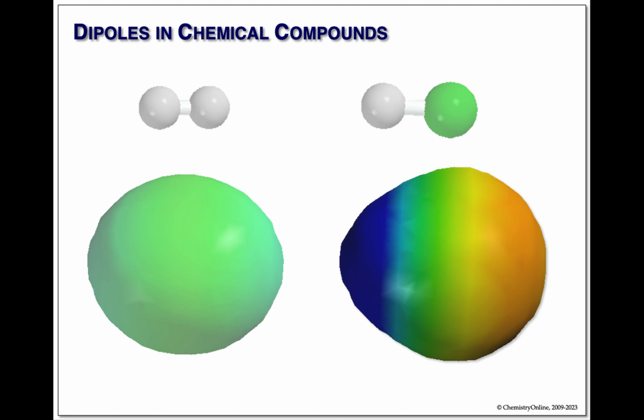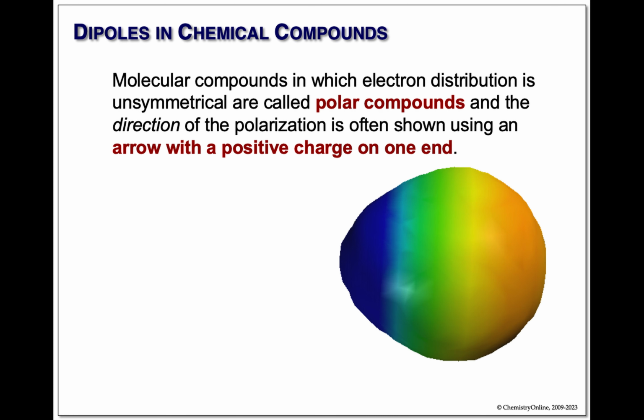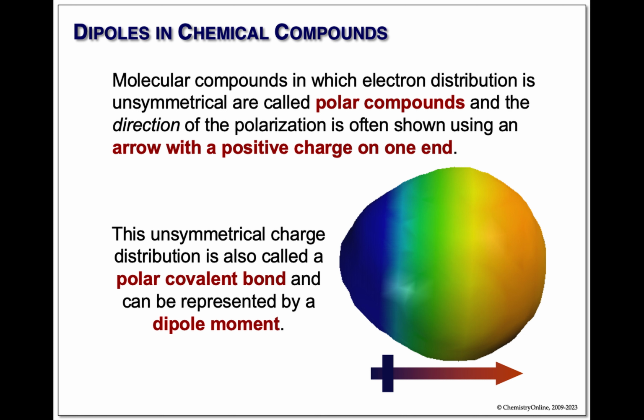When we have a polar covalent bond like this, we call that a dipole. And we can show it with a dipole moment like this. Basically, it's an arrow you put a cross on one end. This end represents the positive portion, this end the negative.